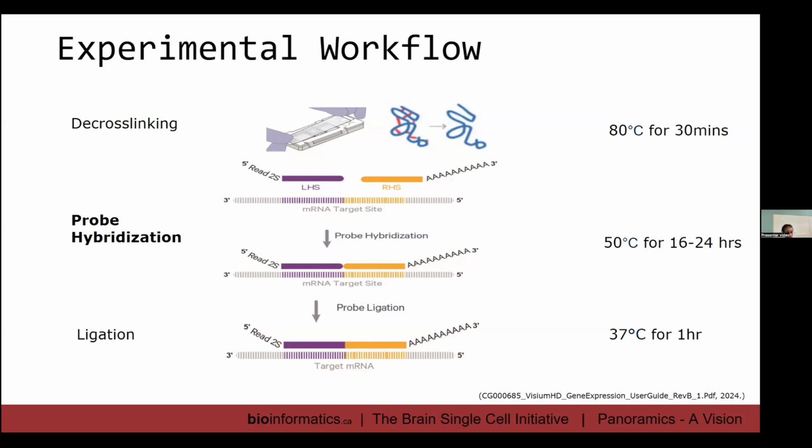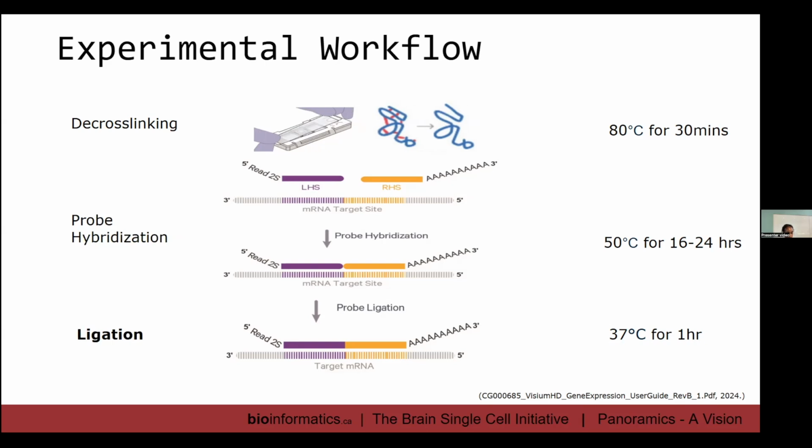So we add, depending on your sample type, human or mouse probes. There's left-handed side probes and right-handed side probes, and they both need to bind to the mRNA target site. The right-handed side probes have a poly A tail. And then overnight, we do probe hybridization because it needs to sit on the thermocycler for at least 16 to 24 hours at 50 degrees. At this point, we're ready for ligation. It's the next day. We add a ligation enzyme and a ligation buffer, and this allows the probes to be ligated together and form a complete sequence.